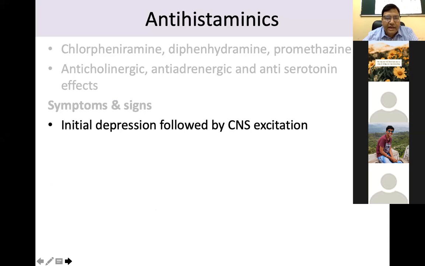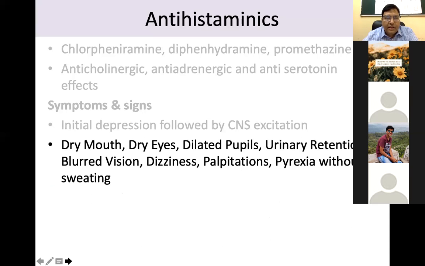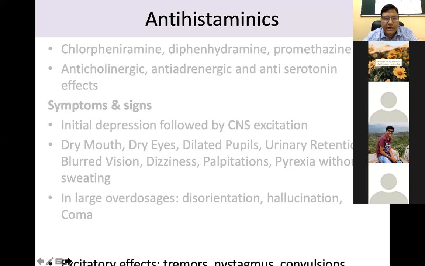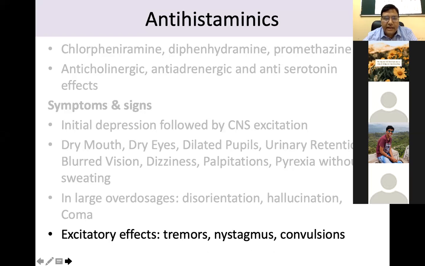There will be initial depression followed by CNS excitation. The anticholinergic side effects: we will have dry mouth, dry eye, dilated pupil, urinary retention, blurred vision, dizziness, palpitation, pyrexia without sweating. So these will be the anticholinergic side effects. In large doses, it can lead to disorientation, hallucination, and even coma. There can also be excitatory effects such as tremors, convulsion, nystagmus.